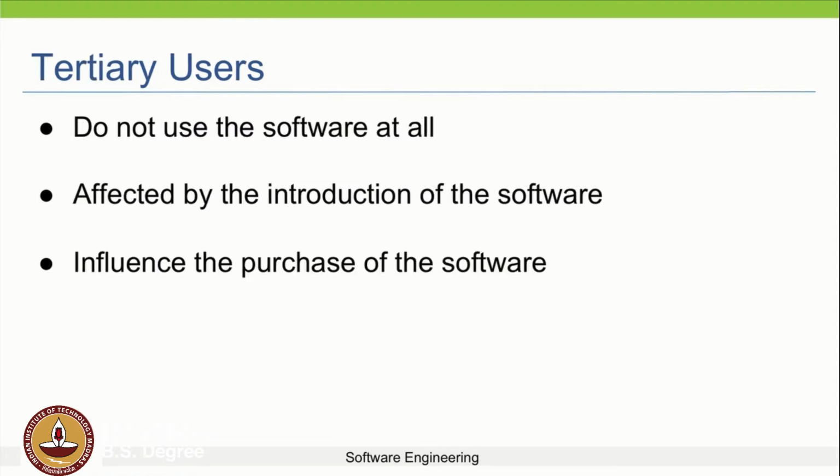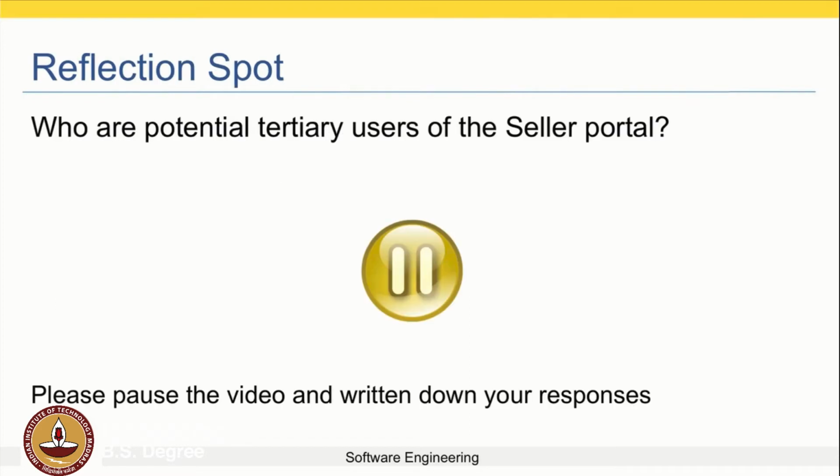And then there are users who do not use the software but are affected by the introduction of the software, or they even influence the purchase of the software. So these users are known as the tertiary users of the system. So learners, can you think of tertiary users of this Amazon seller portal? Who do you think are users who do not use the system at all, but are affected by it in some way? You can pause this video and write down your responses before proceeding.